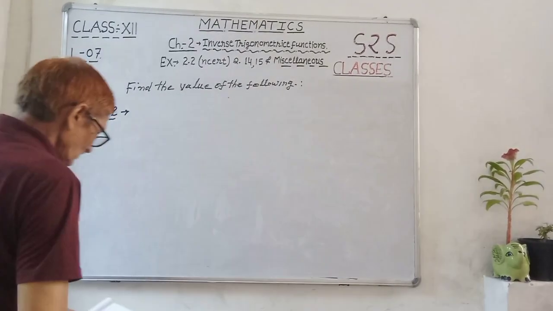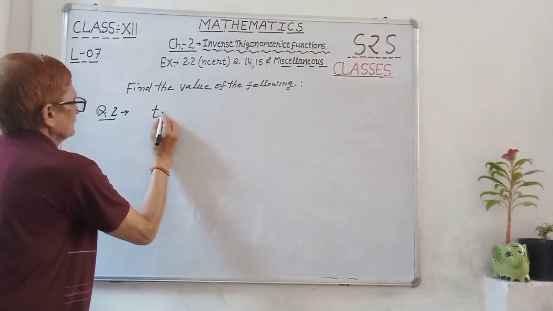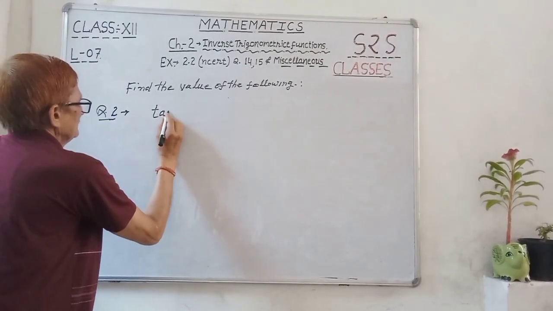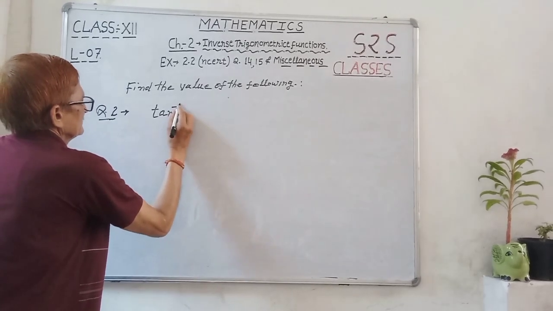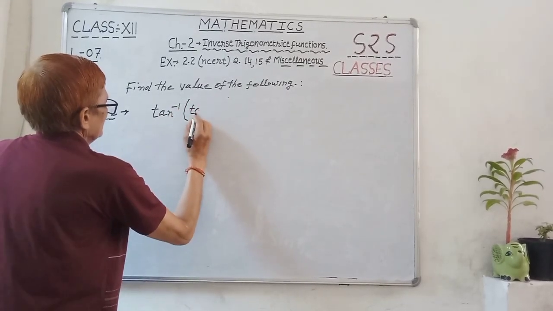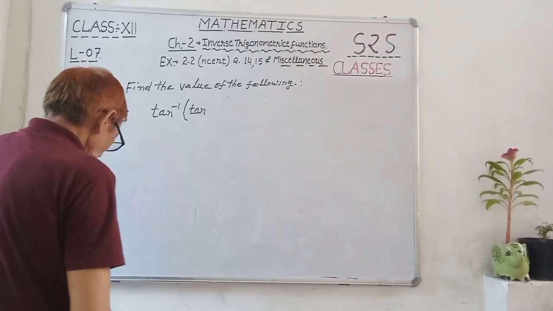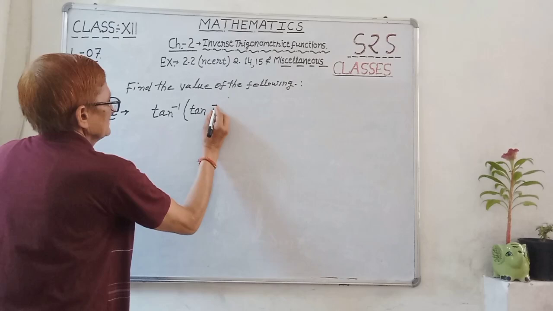What is question 2? Tan inverse of tan 7 pi by 6. Similar questions, all of these.